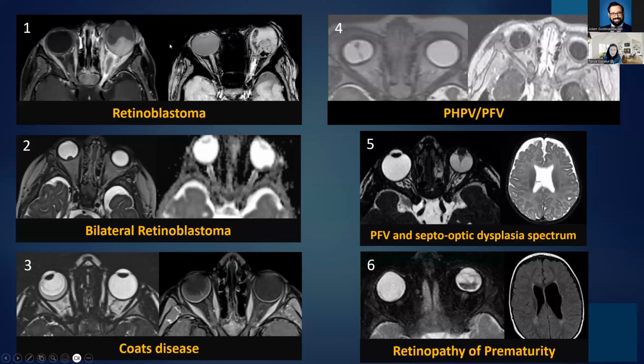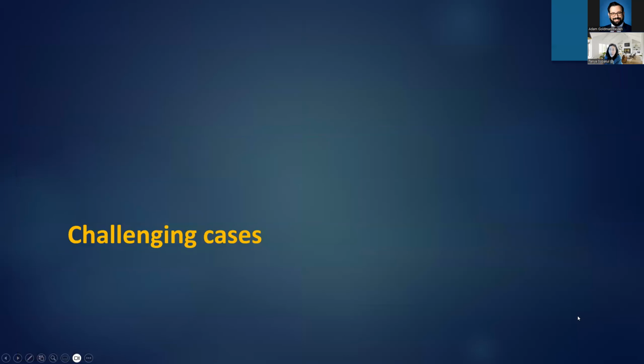So for the answers on those 6 patients, number 1 is a left retinoblastoma with the optic nerve involvement and intracranial involvement. Patient number 2 has a bilateral retinoblastoma. Patient number 3 has Coats disease. Number 4 has PHPV, PFV, and number 5 has PHPV and also coincident septo-optic dysplasia. And patient number 6 has retinopathy of prematurity, where you can see the sequelae of prematurity, the ventriculomegaly and periventricular leukomalacia. I also have 2 challenging cases to show you.